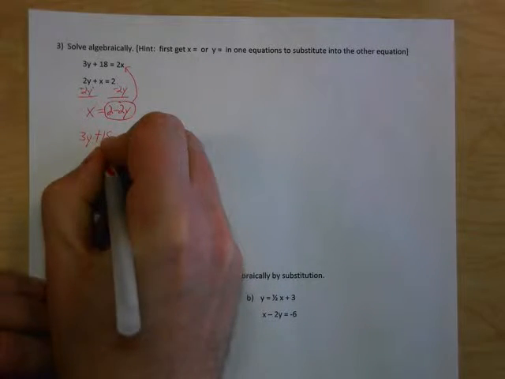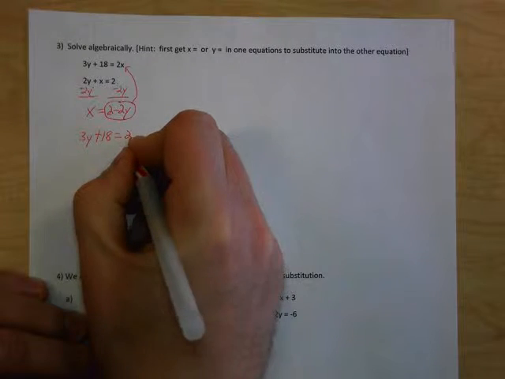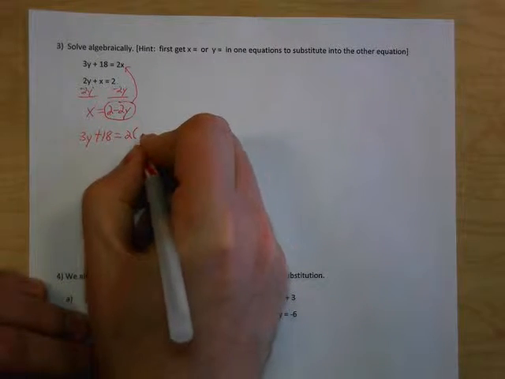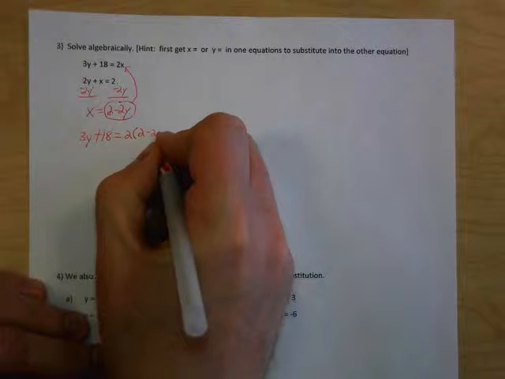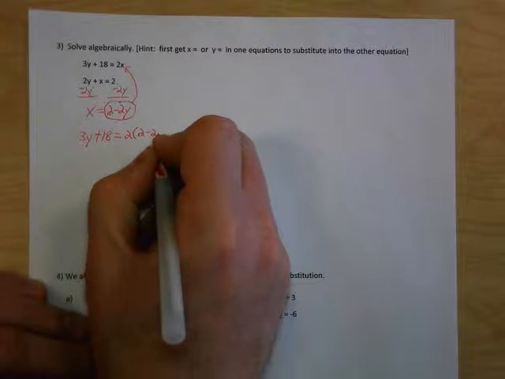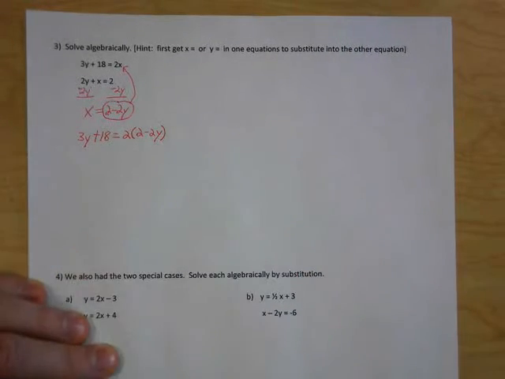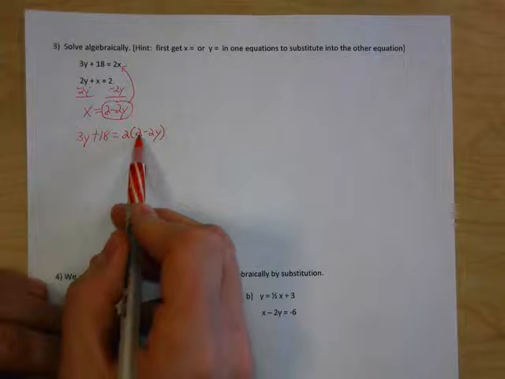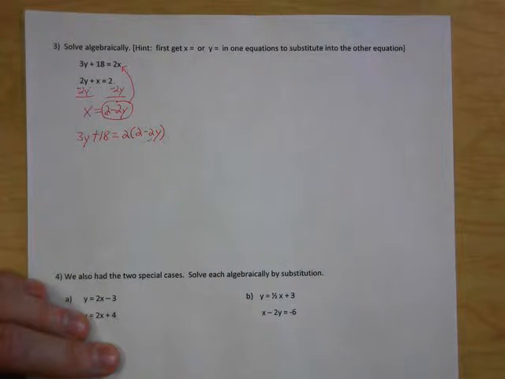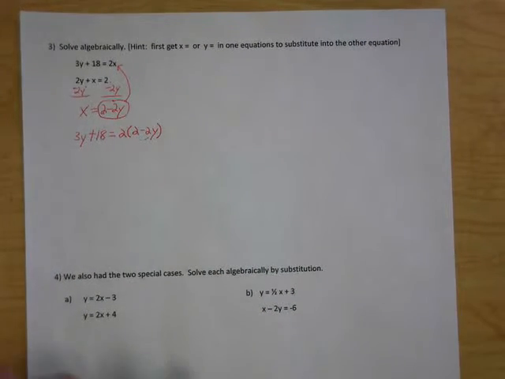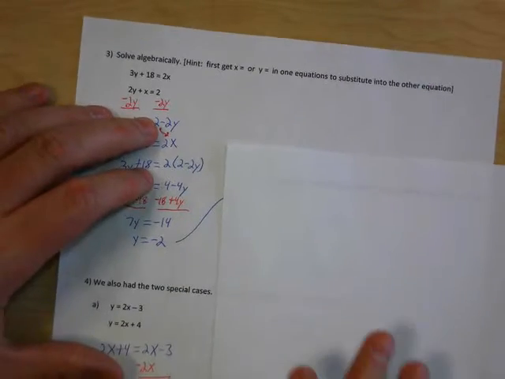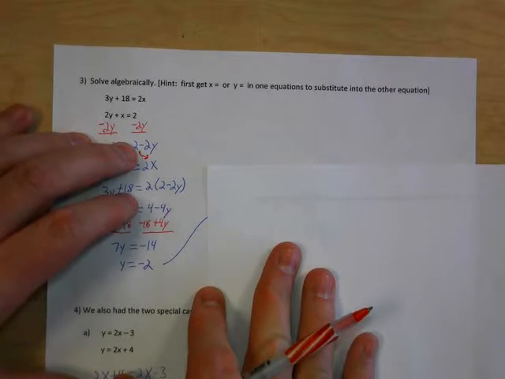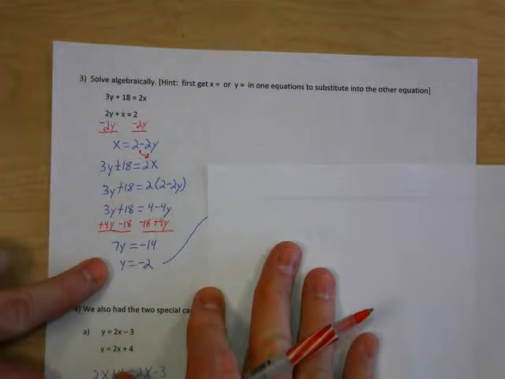Okay, so when you do that, you would have 3y plus 18 equals 2x. Well, now we know x is 2y. I'm sorry, 2 minus 2y. So now we just have to solve that equation for y. We distribute the 2, and then solve for y. And again, for the sake of time, I'm going to put the answer up there. We end up with y equals negative 2.